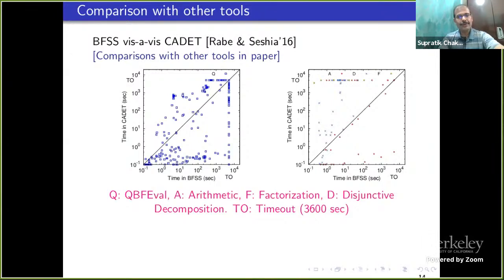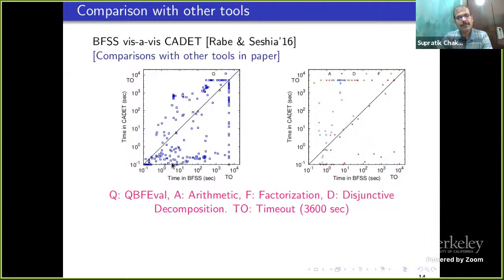So, for lack of time, I'll just show some results and then take questions. We have implemented this technique in this tool called BFSS, for blazingly fast Skolem synthesis. And we've compared this with a tool called KDIT, which is from Sanjit's group. KDIT of course makes use of CDCL style reasoning to solve the same problem.